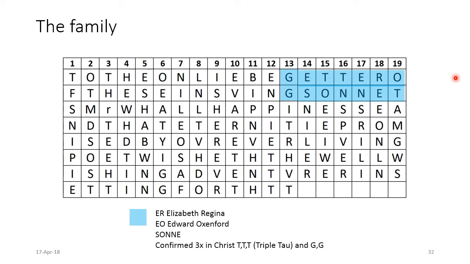And lastly, a little cameo we have here of the little family confirmed in Christ 3 times. We've got G once, G twice, and we've got T, T, T, the triple tau, and we've got Edward Oxenford, Elizabeth Regina, and son.